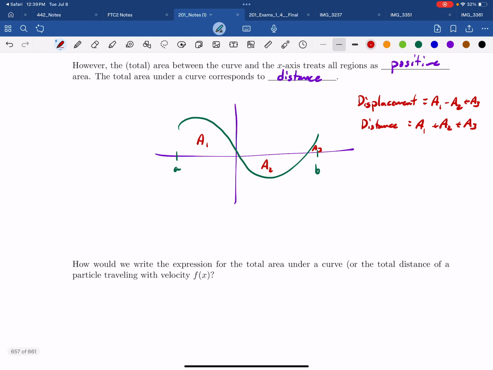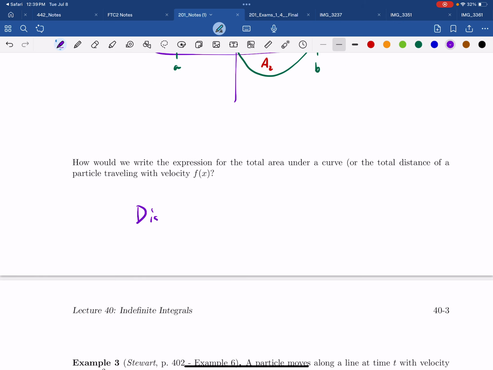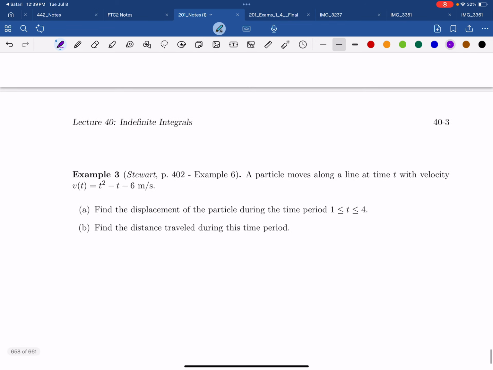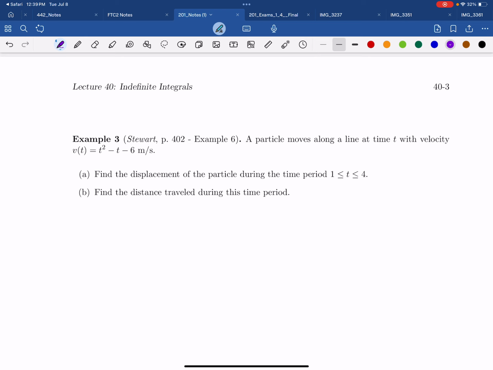And so the question is, how would you write an expression for that? Well, if displacement equals the integral, then distance equals the integral from A to B of the absolute value of f of x dx. And the annoying thing is that there's no nice little formula for that. What you need to do is find the zeros, where the curve touches the x-axis, and then split the integral up into each of those pieces. If the integral is positive, just keep it that way. And if the integral is negative, just flip the sign and then add it all together.